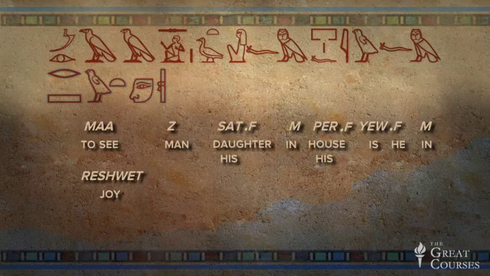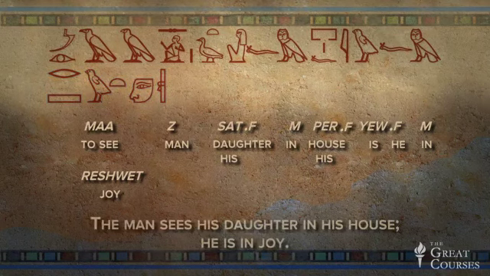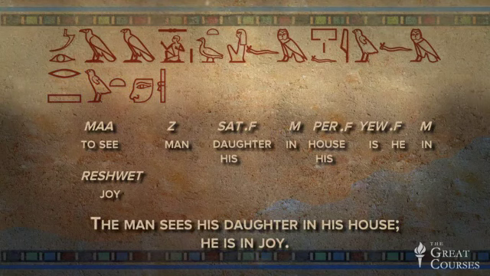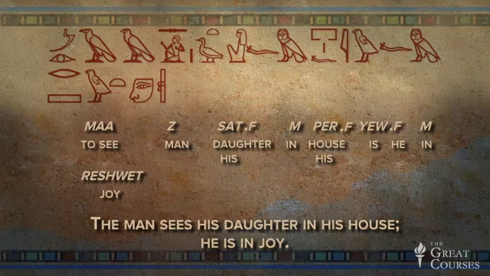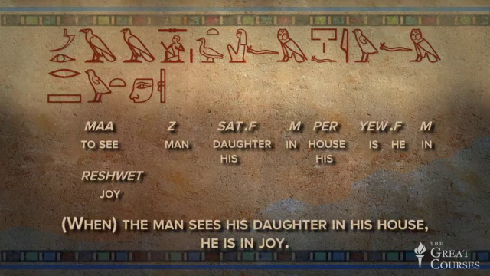So putting it all together, we have The man sees his daughter in his house. He is in joy. In English, we don't usually say that, but this is an ancient Egyptian idiom. It's the real thing. To make the sentence smooth, we can add an understood when at the very beginning, and that gives us, when the man sees his daughter in his house, he is in joy. Excellent.